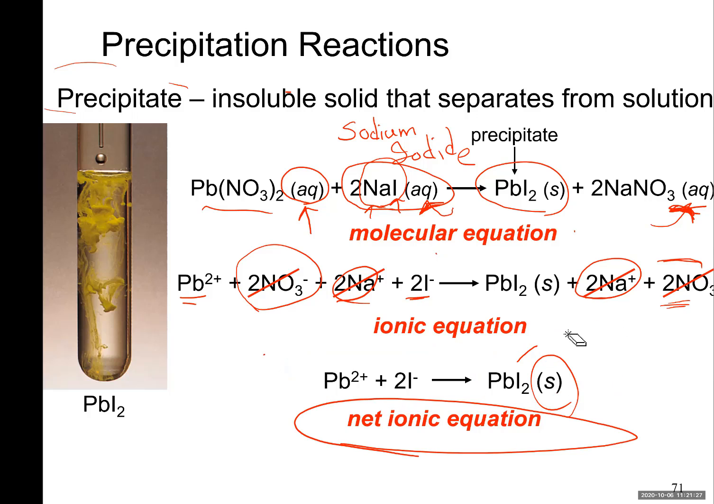Go ahead with the question. Oh, I was just gonna say, so the reason that you were able to cross out the nitrate and the sodium on both sides of the equation is because they're on either side of the equation, right? Like you would with algebra? Correct. Exactly, just like an algebraic equation. Yes. Okay. Thank you. You're welcome.